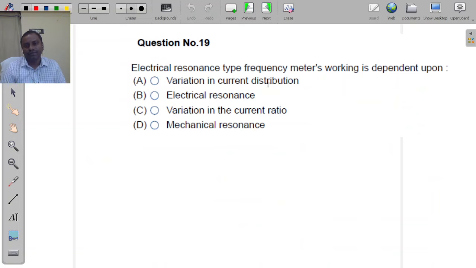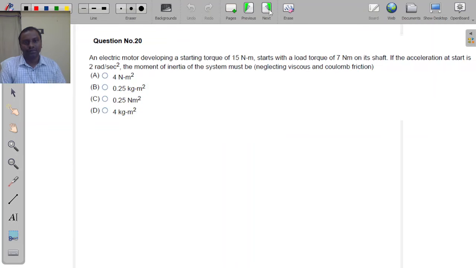Electrical resonance type frequency meter working is dependent on electrical resonance. The answer for this question is option B, electrical resonance. Moving into the next question.